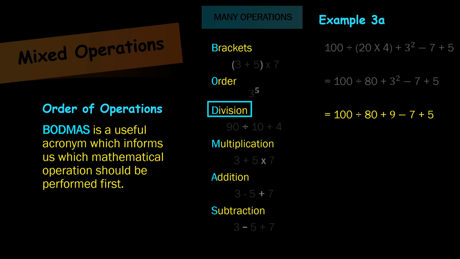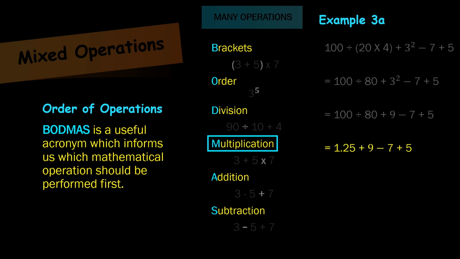Now see if there are any divisions. There is a division, namely 100 divided by 80. This equals 1.25. We substitute 1.25 in place of 100 divided by 80. Now let's see if there are any multiplications. There are no multiplications, so we move on to the next operation, namely addition.